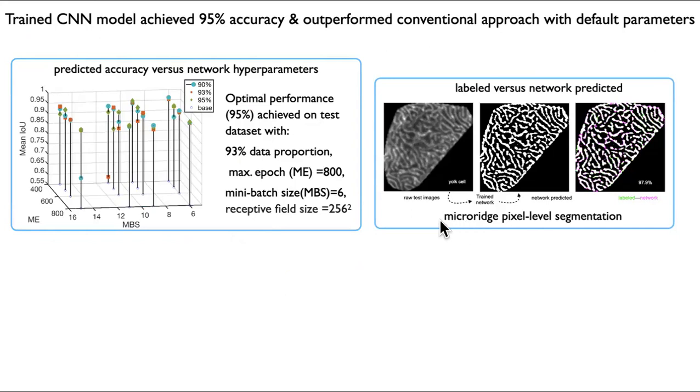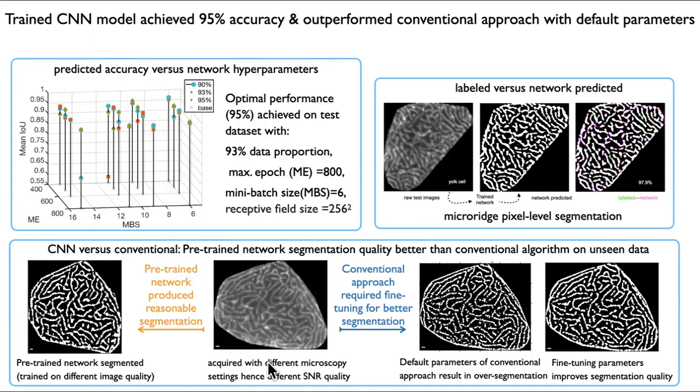Next, we tested the trained network performance on unseen data acquired with different signal-to-noise ratio than the training set. Although not trained on this data, the trained CNN produces reasonable segmentation results. On the other hand, the microridge conventional algorithm with default parameters resulted in severe oversegmentation. And only after fine-tuning the parameters, better segmentation result was achieved. Together, our results indicated that CNNs are better adaptable to produce robust segmentation.